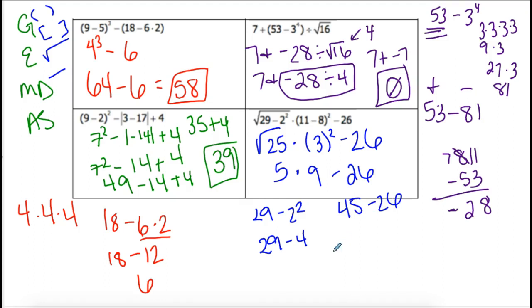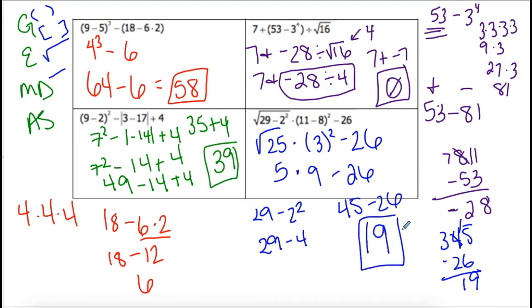So 45 minus 26, if I do that longhand, 4 needs to borrow. 15 minus 6 is 9. 3 minus 2 is 1. My answer for this problem would be 19.